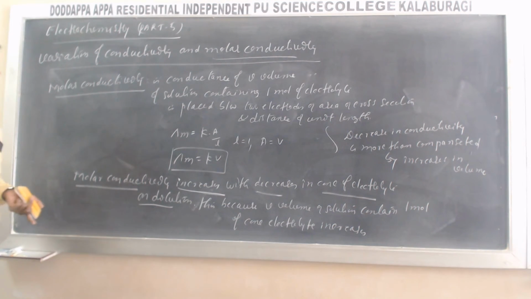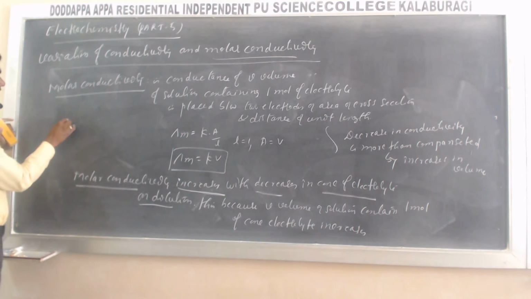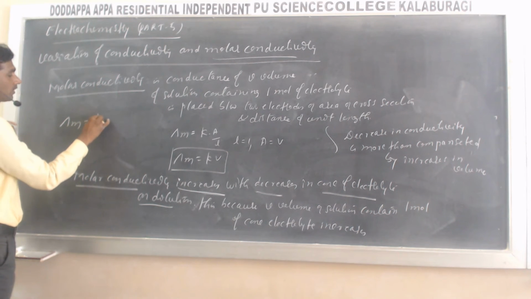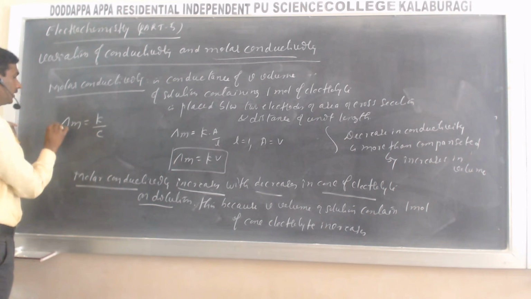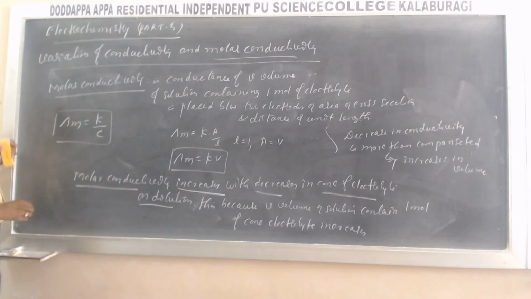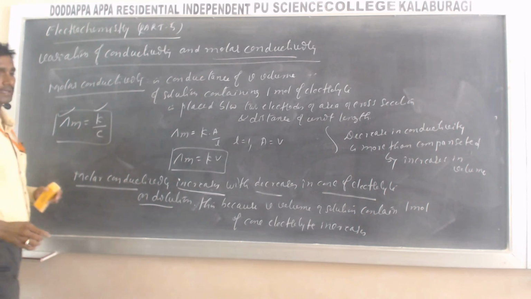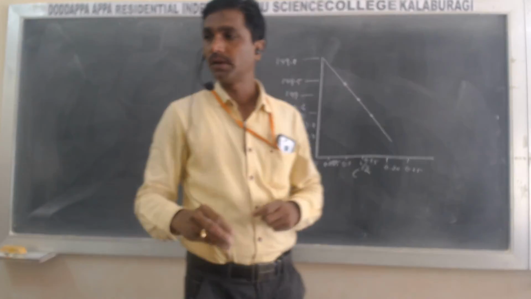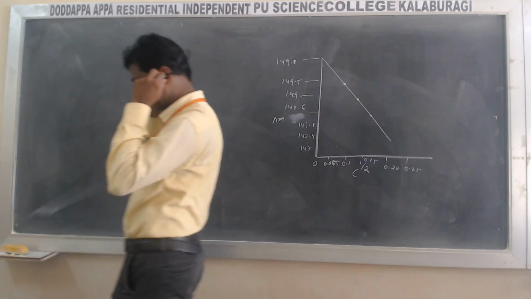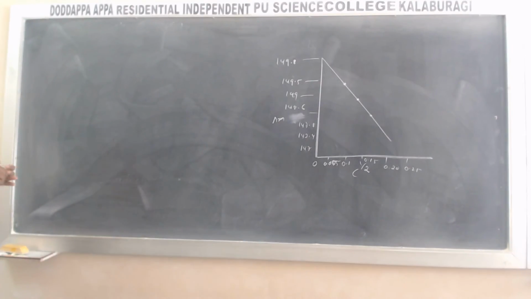And in the examination, one more question: give the relation between conductivity and molar conductivity. Kappa is the conductivity, and this is the relation between molar conductivity and conductivity. So already you know the conductivity and molar conductivity. Now I can discuss one by one.